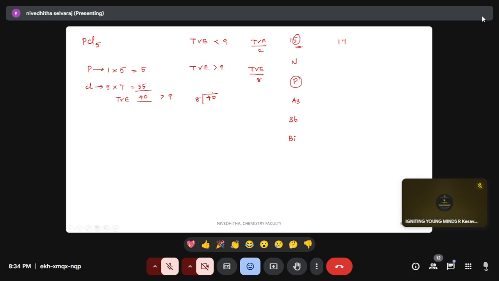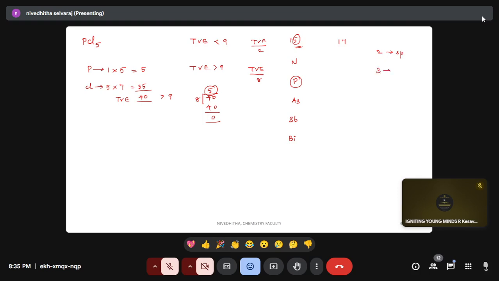So how many times? 5 times, right? So the remainder is 0. That's it. From this quotient we can find the hybridization. If the quotient is 2, then the hybridization is sp. Power of s is 1, power of p is 1, 1 plus 1, 2.